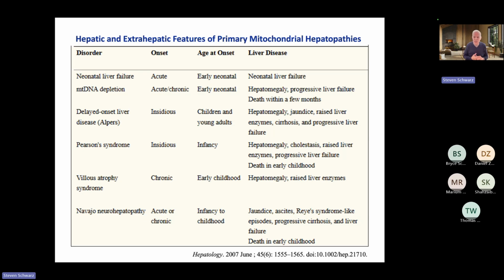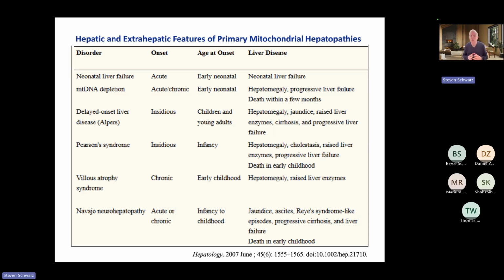Pearson's, again, insidious onset, can present in infancy, and this is where you get pancreatic insufficiency and associated liver disorders. And then a variety of others down at the bottom, the Navajo neurohepatopathy, which presents as a Reye-like syndrome. You should review Reye syndrome.